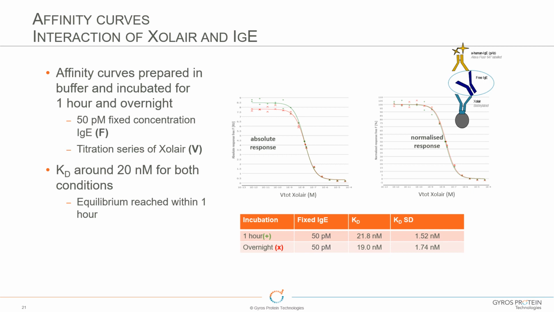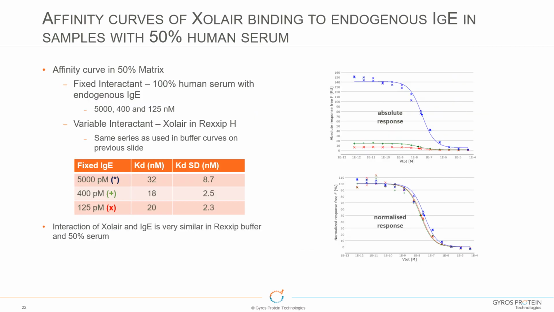We also then looked at the assay. This assay was performed in buffer, and then we did a comparison into serum, which is on the next slide. In this case, we calculated the KD in 50% serum, and what we've shown again is KDs of between 18 and 30 nanomolar. So again, we're proving there's quite low affinity of the interaction, and it correlates with what we're expecting.